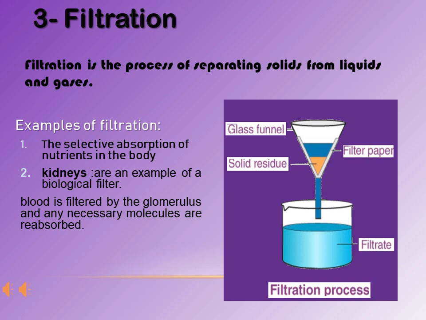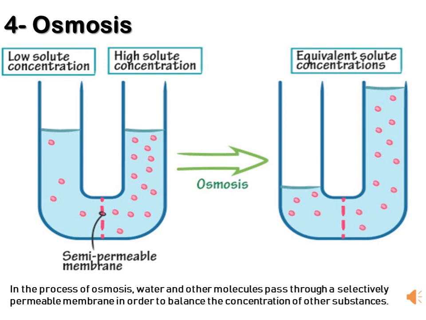in our body. Osmosis. Some scientists say that osmosis is the movement of water molecules from high concentration to low concentration, along the concentration gradient. Other scientists say that osmosis is the movement of water and other molecules passing through a selectively permeable membrane until we reach balance or equilibrium along the concentration gradient.